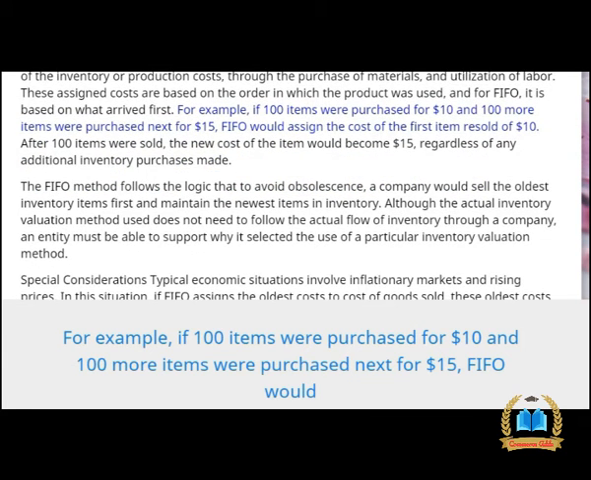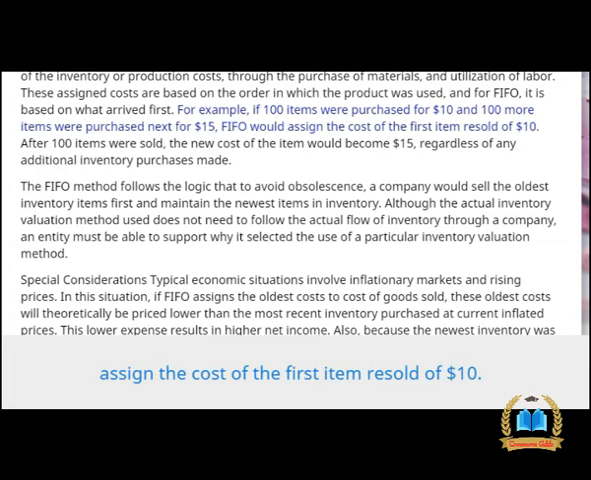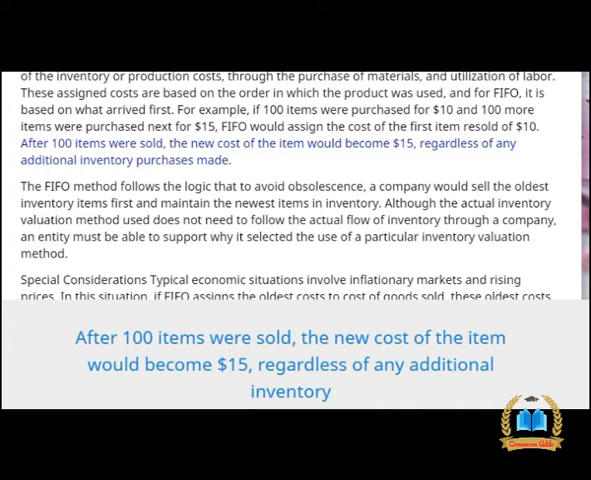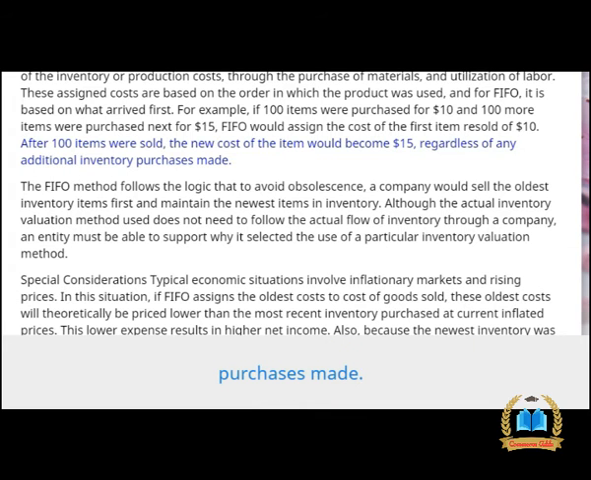For example, if 100 items were purchased for $10 and 100 more items were purchased next for $15, FIFO would assign the cost of the first item resold of $10. After 100 items were sold, the new cost of the item would become $15, regardless of any additional inventory purchases made.